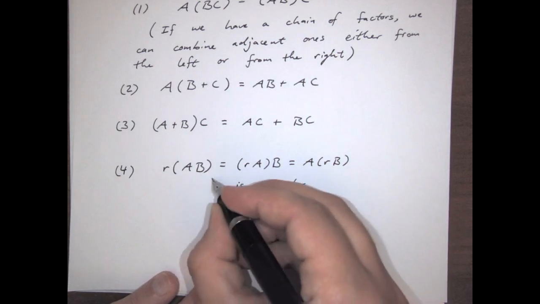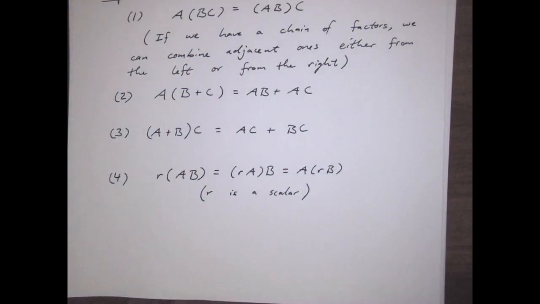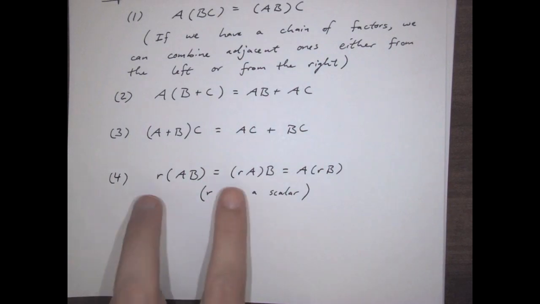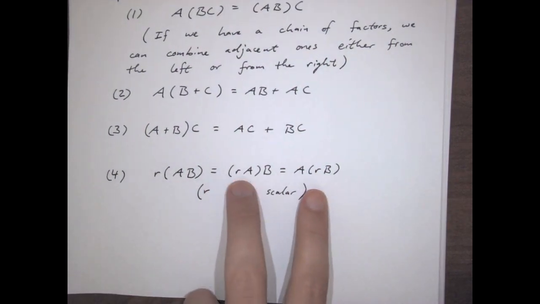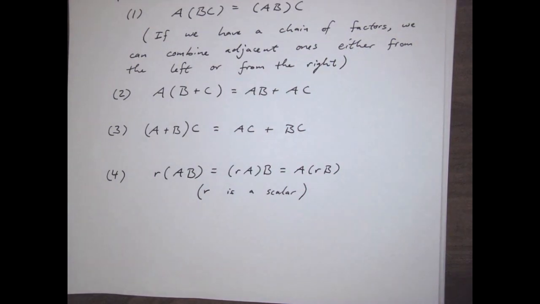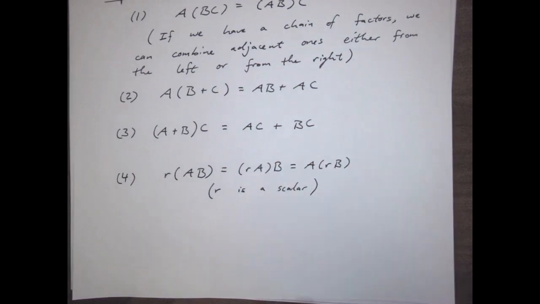This would not be true if R here were supposed to be standing for a matrix. This part would not be wrong, but this part would be. We cannot assume that we can reverse the order of the A and the R. That's what would be wrong about this if R were a matrix rather than a scalar.